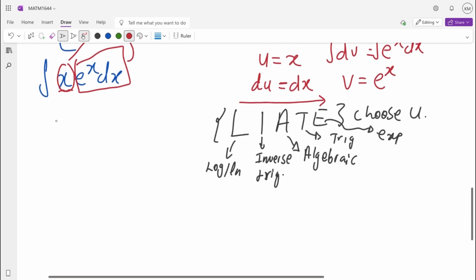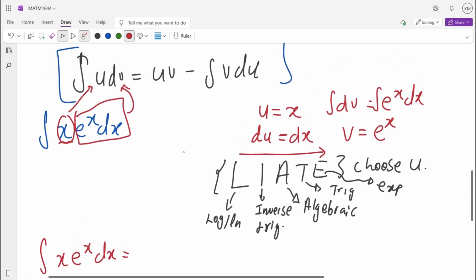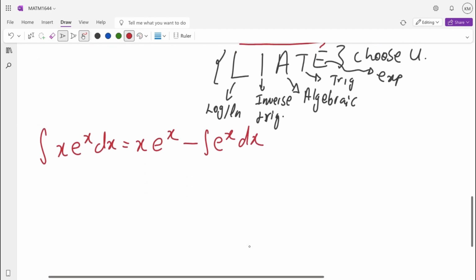So now that implies that the integral of x e to the x dx equals, what is your u? Following the formula, it's supposed to be uv. U, we know that it's x, and our v, it's e to the x, then minus integral of v, where v is e to the x, then times du. Du is just equal to dx. So that is how we go about the thing. So now we get that we have x e to the x, then minus the integral of e to the x is just e to the x, then plus C. So now this is the final answer to that problem.